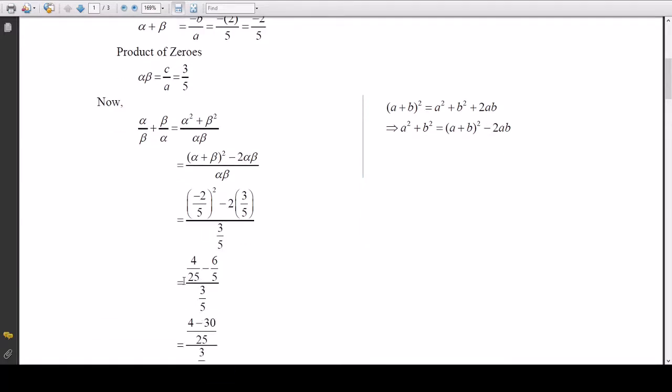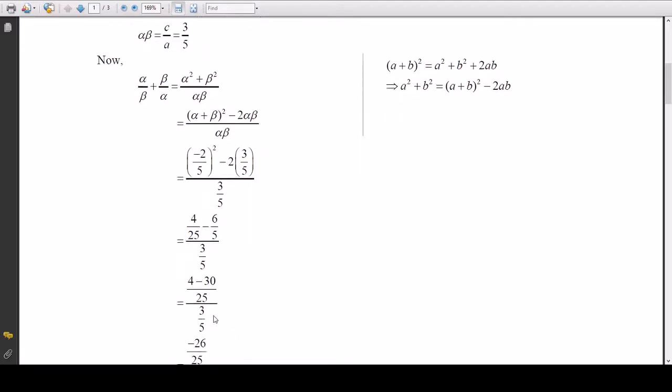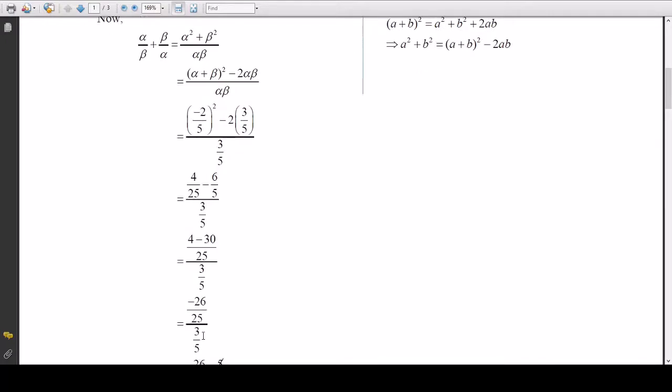Now here the numerator is in the form of a fraction. We have to again take the LCM of the denominators. 25 and 5, the LCM is 25. 25 divided by 25 is 1. 1 multiplied by 4 is 4. Again 25 divided by 5 is 5. 5 multiplied by 6 is 30. 3 by 5, which is in the denominator, remains as it is. Now 4 minus 30, you will get minus 26 by 25 divided by 3 by 5.